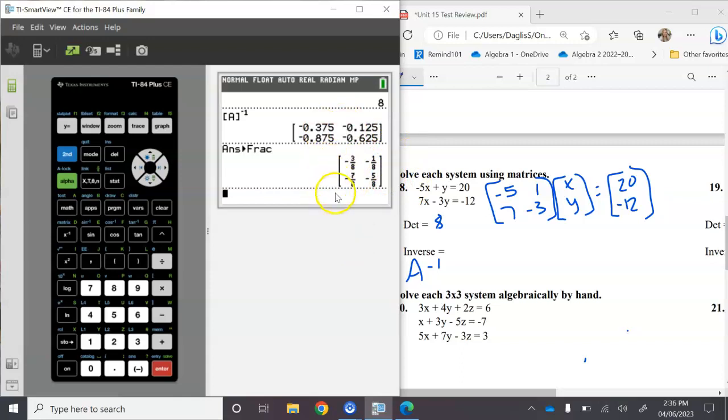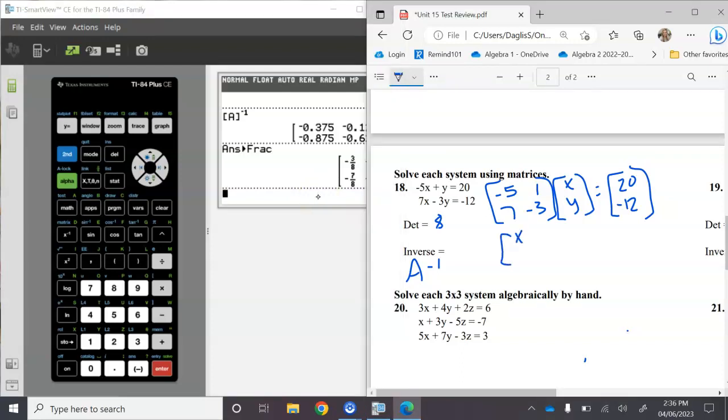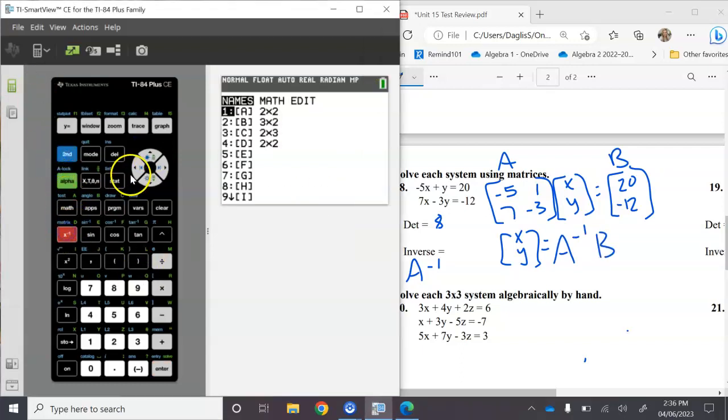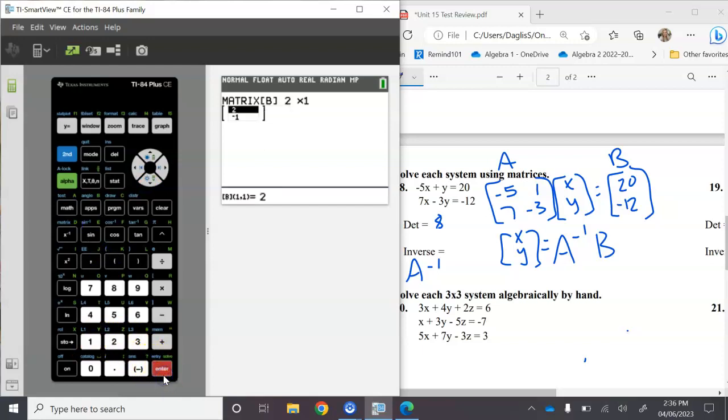Okay. Now that you have your determinant and you have your inverse, remember how we solve. In order for us to solve for our x, y, remember this is A and this is B, we need the inverse of A times B. So I'm almost there. We have to put our B matrix in here. I'm going to go here. It is a 2 by 1, and it is 20 and negative 12.